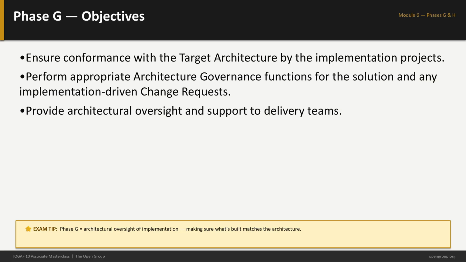Let's start with Phase G, implementation governance, and its objectives. First, ensure conformance with the target architecture by the implementation projects. In other words, make sure the teams build what was actually designed. Second, perform the appropriate architecture governance functions for the solution and for any change requests that arise during implementation. And third, provide architectural oversight and active support to the delivery teams. So the essence of Phase G is architectural oversight of implementation, keeping a watchful, helpful eye on the build to ensure it matches the architecture.